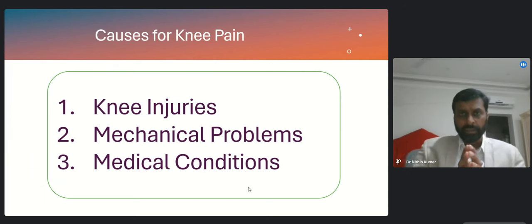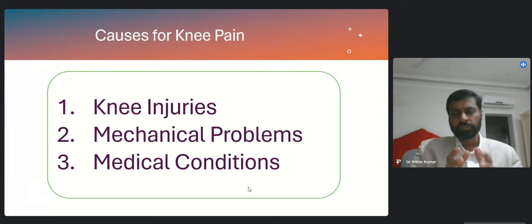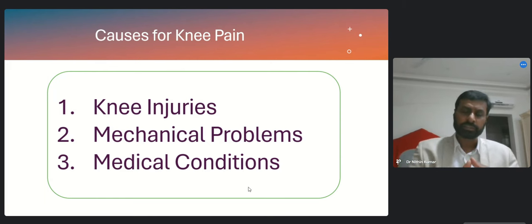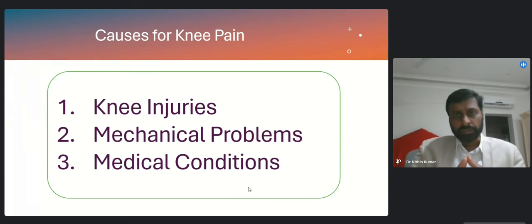Once you have a tear in the ligament, it depends upon the grade of your ligament tear. The majority, which are initial grade, will heal very well with a good amount of rest, physiotherapy, and a few medicines. But sometimes the ligament is so badly torn that it may need to be repaired. So ligament injuries are one common cause.